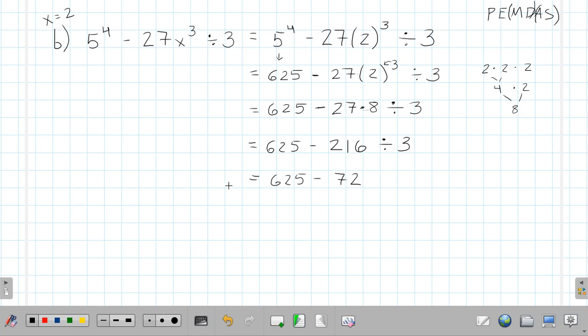And then lastly, there's only one operation, but let's go through order of operations just to make sure. No parentheses, no exponents, no multiplication or division now, but we do have addition or subtraction. Mainly, we do have subtraction. So 625 minus 72 gives us 553.